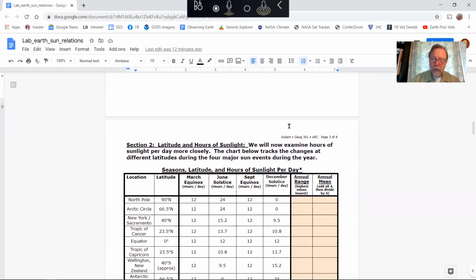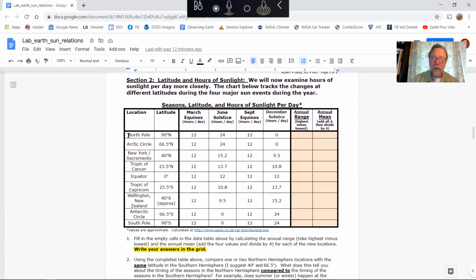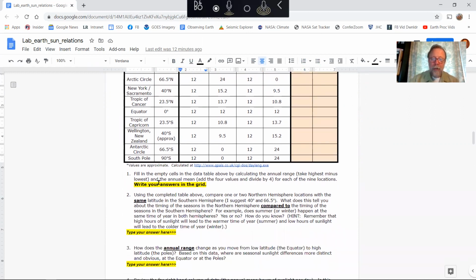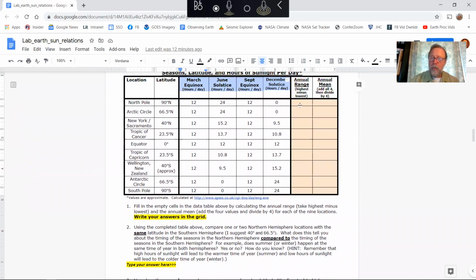So the very first thing we do is we jump into looking at hours of sunlight at different latitudes and different times of year. So these are just different representative latitudes. These are different times of year. And I have given you approximately how many hours per day the sun is out at these locations, at these latitudes, on these days of the year. You then go down and answer the questions below. The first one says complete the grid. So you do the math.